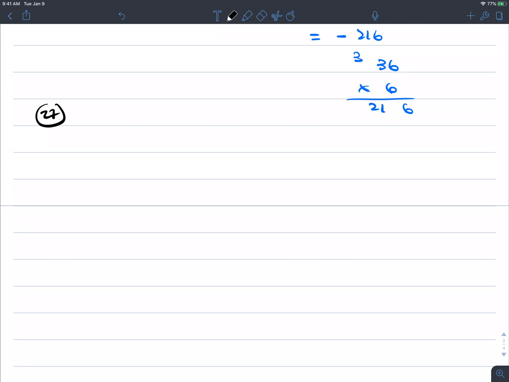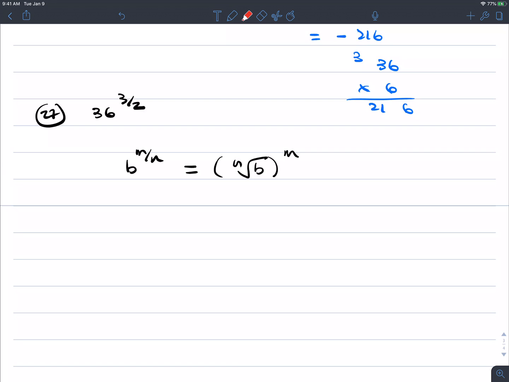27. Oh, this is what we want to do here. This is new. This is where we use our definition of a rational power, a fraction power. Remember, this is the nth root raised to the mth power. This is what you guys want to use to evaluate this.